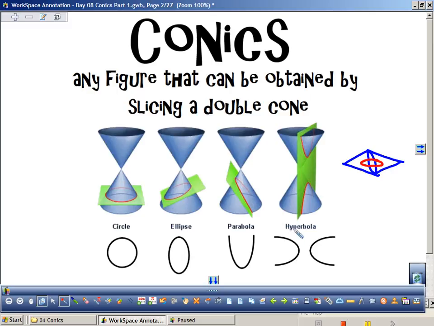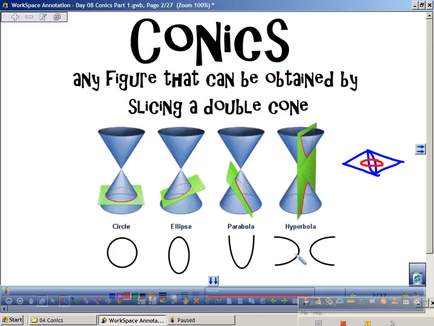So a hyperbola is really an ellipse only turned away from each other. The parabola is just half of the ellipse. And the circle, I'm going to argue, is just a special ellipse. They're all ellipses. I'm going to show you.